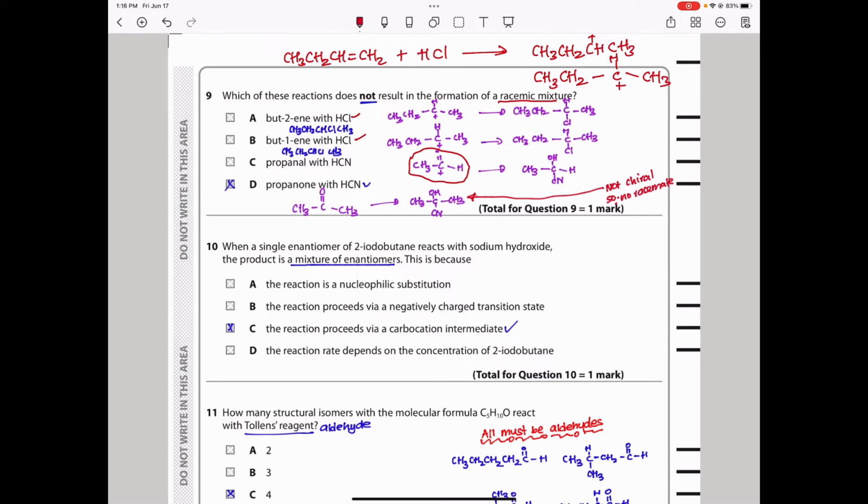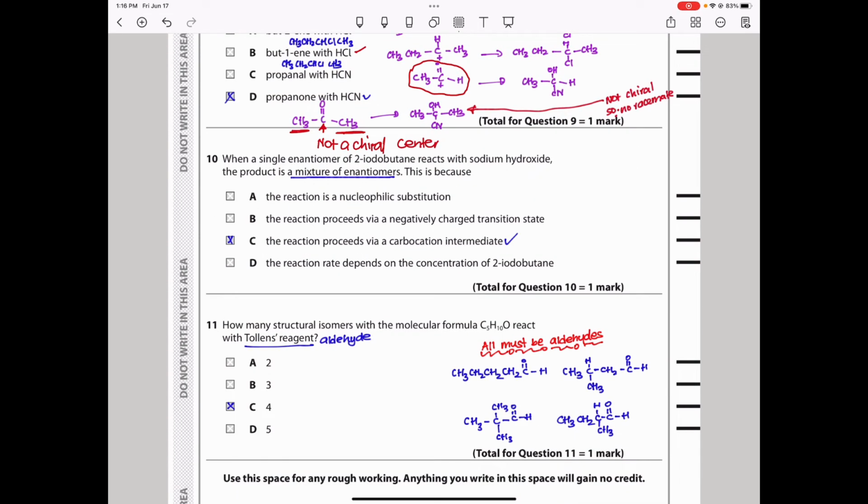And lastly, with propanone, even if it forms, if this is the central carbon, that group and that group are going to be the same, so there is no way a racemate mixture is going to be formed, because this is not a chiral center. And again, I want to separate this so that it's clear it's not a chiral center. So the answer should be D.